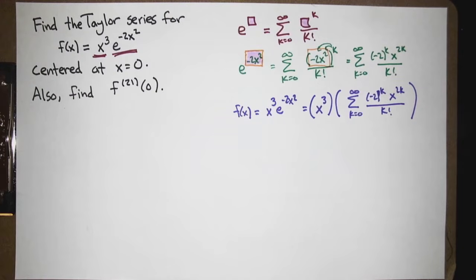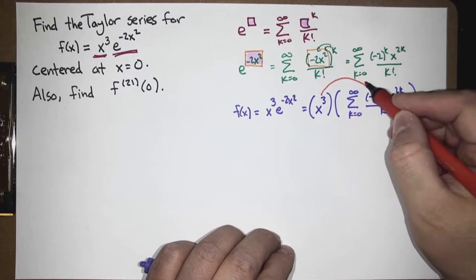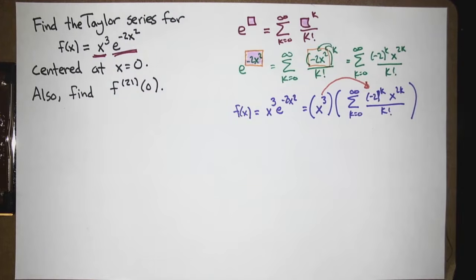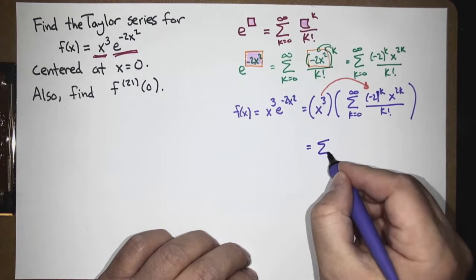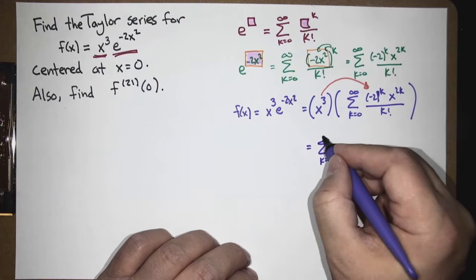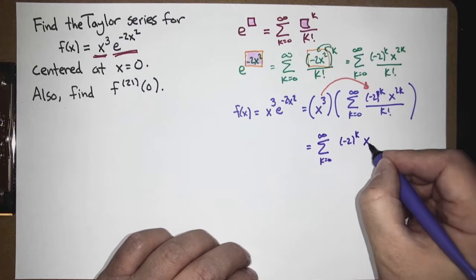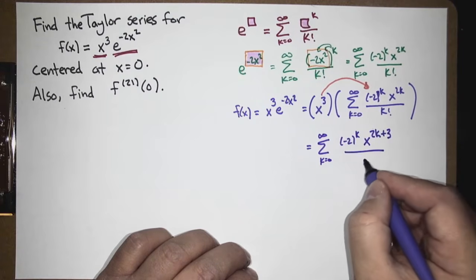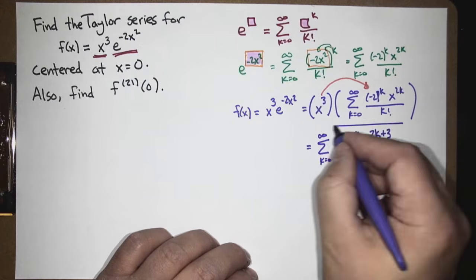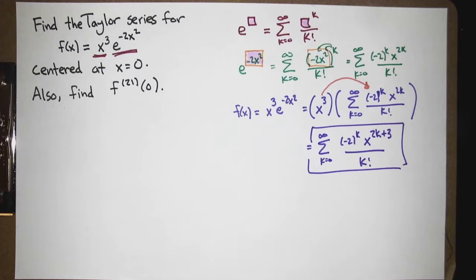Distribute, meaning, let's put the x cubed in. Okay, so if we multiply the x cubed in, we're putting it all together. We get minus 2 to the k, x to the 2k plus 3 over k factorial. Now that is a beautiful answer, and that deserves a box.